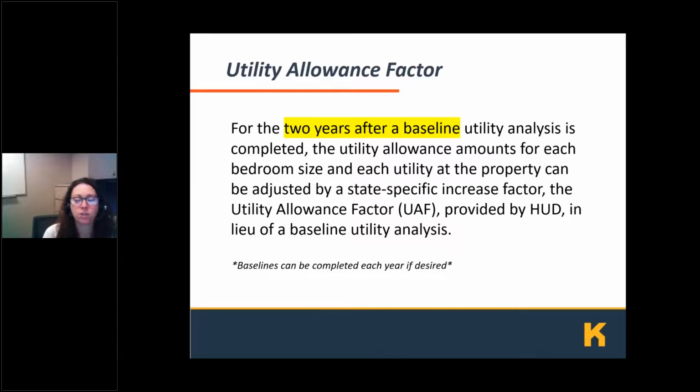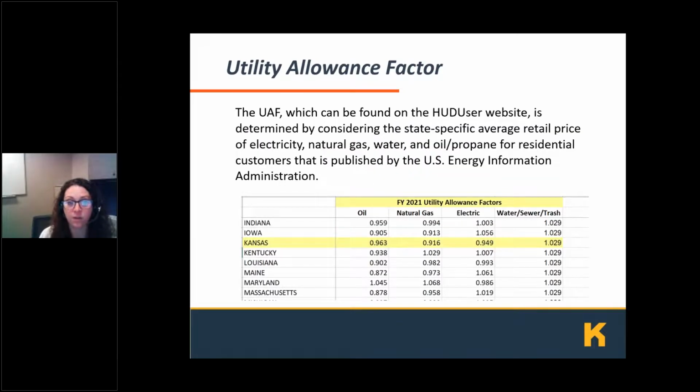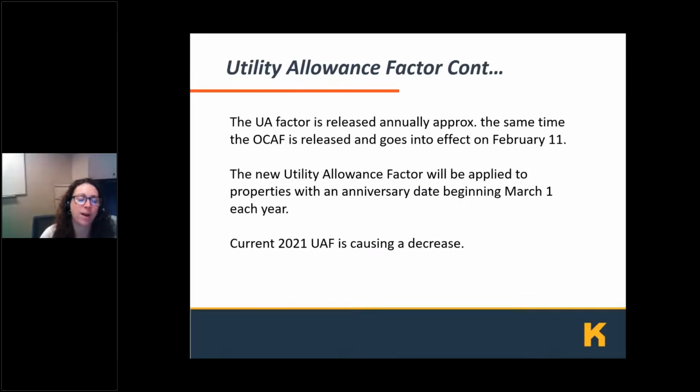All right, so this factor is released, and it can be found on the HUD user website. I'm not going to read this, but HUD determines these things by a variety of ways. So if you want a little bit more information on how they come up with these numbers, I would encourage you to go onto the HUD website. We're not going to go too much into that right now, but this table here will let you know. This is the fiscal year 2001 utility allowance factors. And as you can see, and if you've gone through a utility analysis this year, you know that the rate that was released is causing a decrease. So that's fun. We're going to talk more about that, what happens with that later.